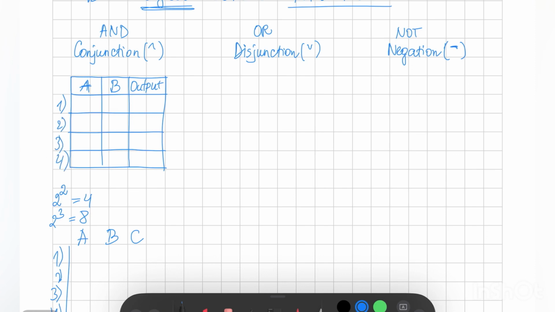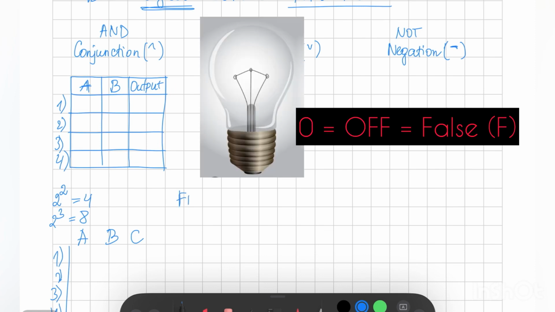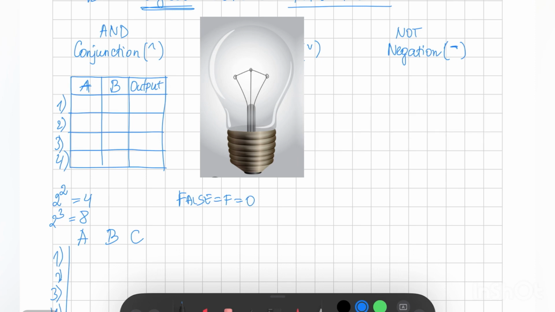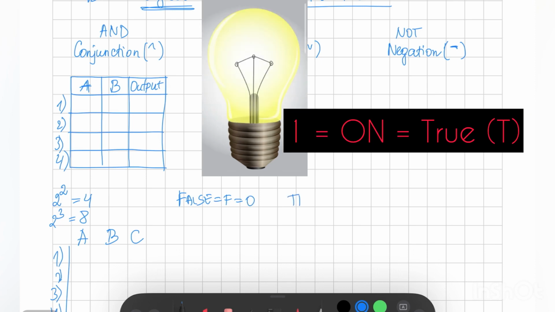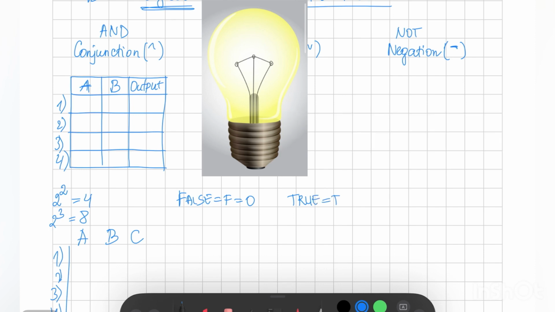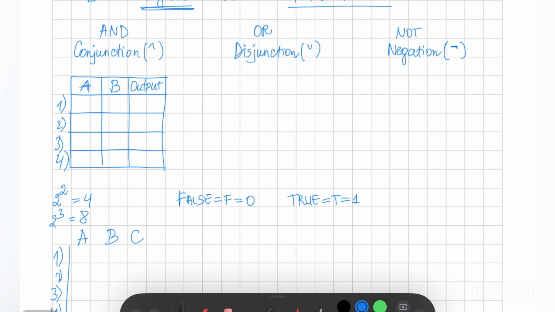Let's say that the first condition is it is raining outside, right? But if this condition is false, it is not raining outside. We write false, or in short F, or in computer science language, it looks like 0. And second variant is true. In short, it will be T, or in computer science, it will be 1. Like we have light, we don't have light.